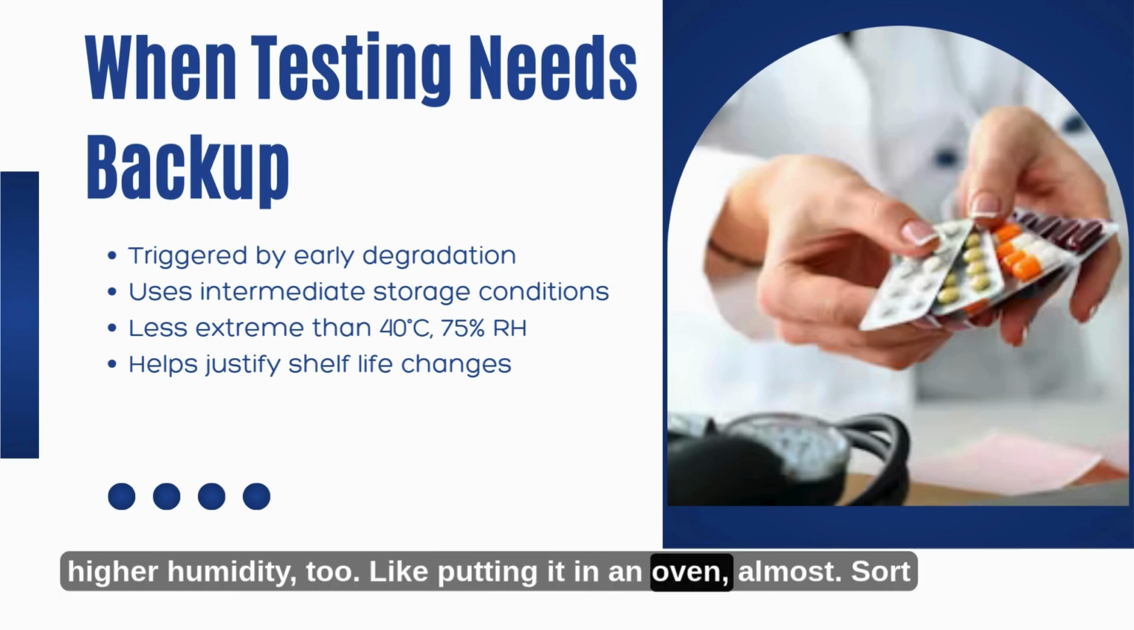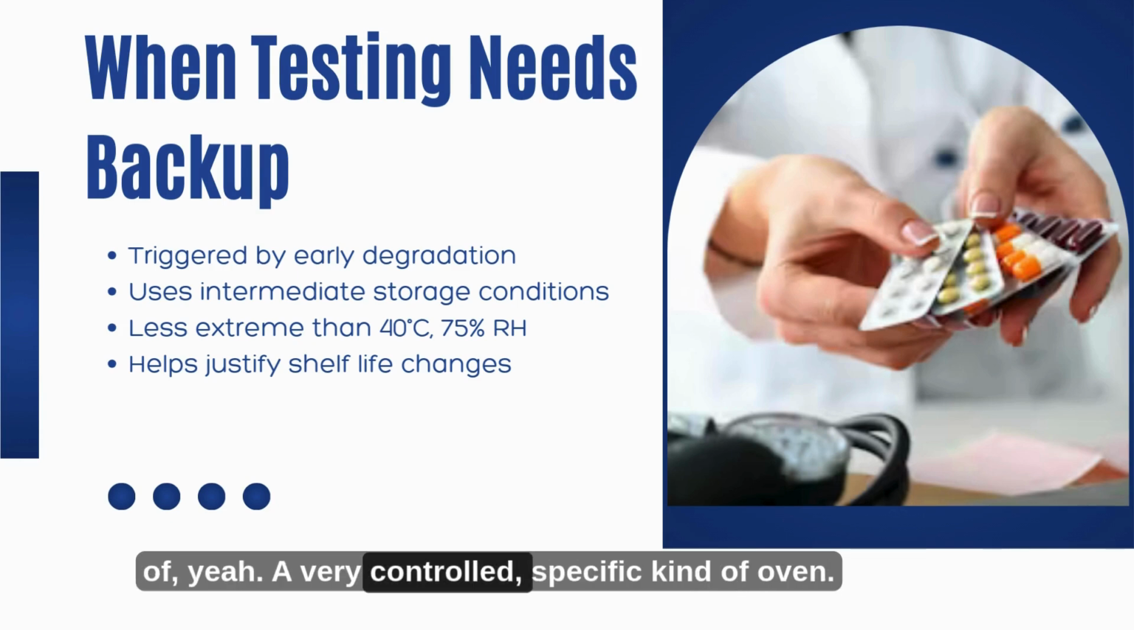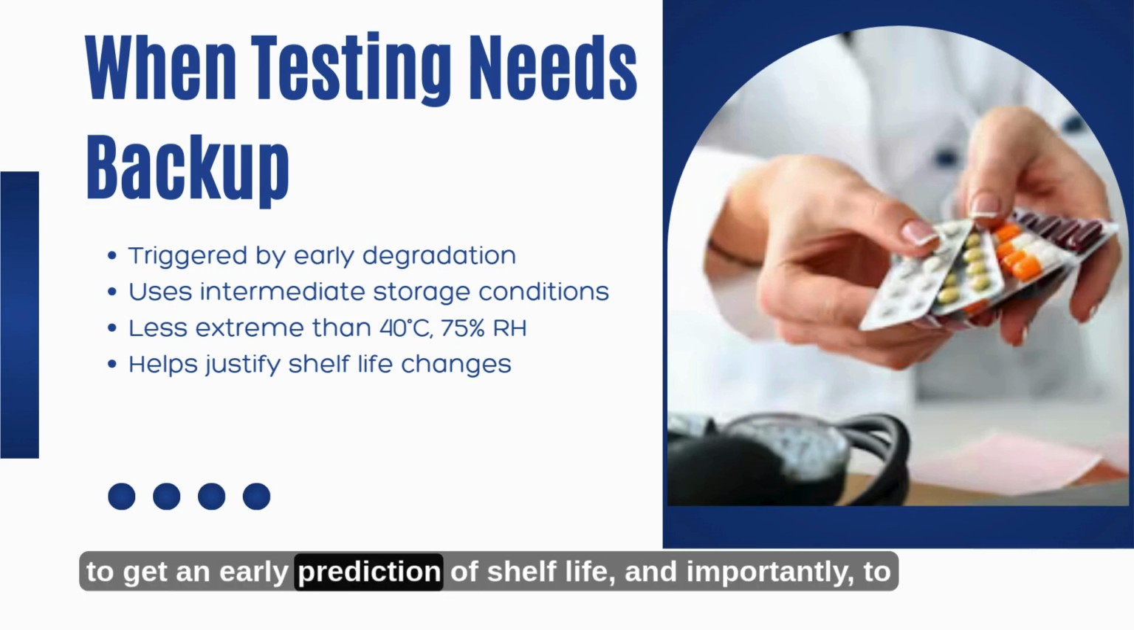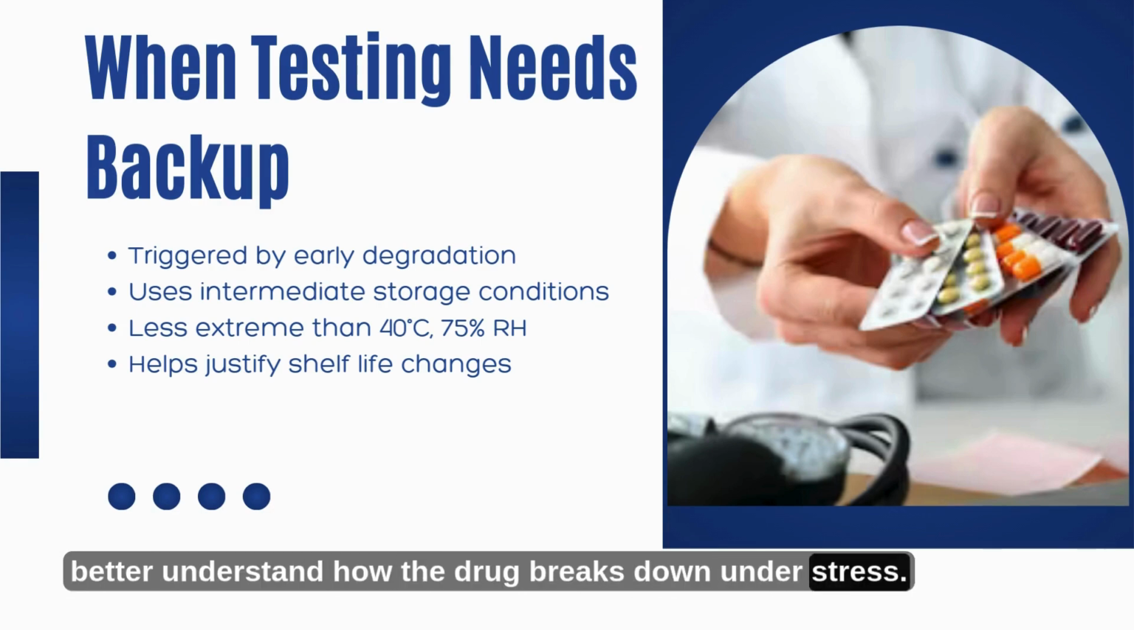Like putting it in an oven, almost. Sort of, yeah. A very controlled, specific kind of oven. And these studies run over a much shorter period, usually somewhere between 3 and, say, 12 months, often just 6 months for initial registration data. And the goal isn't to set the final shelf life here. Not directly, no. The main goal is to get an early prediction of the shelf life, and importantly, to better understand how the drug breaks down under stress.